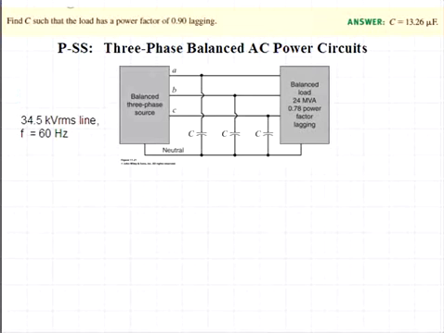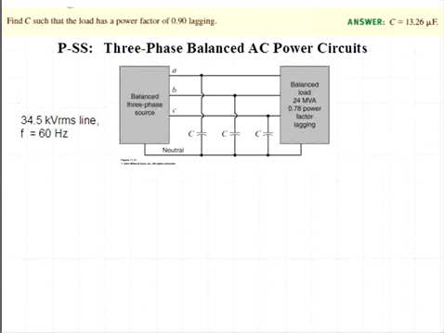This is Learning Assessment Problem 11.15. The problem-solving strategy here is that of three-phase balanced AC power circuits. For the circuit, we are referred to Example 11.10 and Figure 11.21.